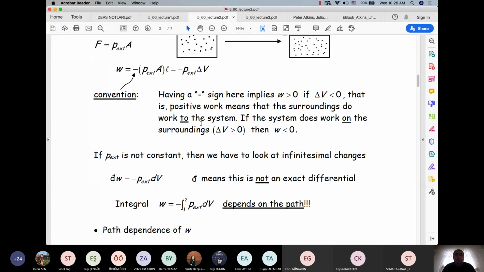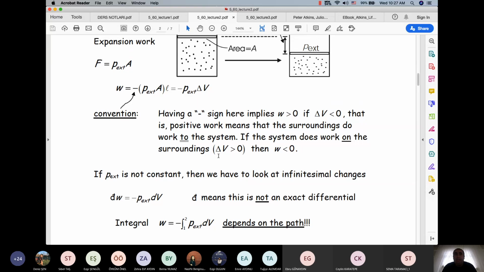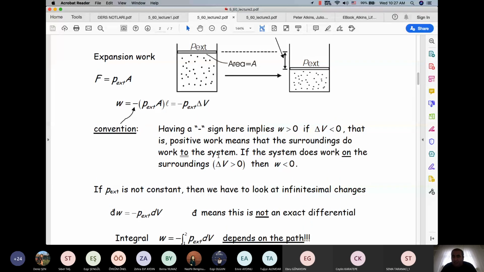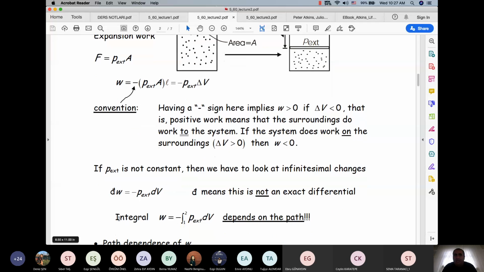If the external pressure is not constant and is changing, then we have to talk about infinitesimal changes. And infinitesimal changes we show with a delta sign. So there are two different kinds of deltas.